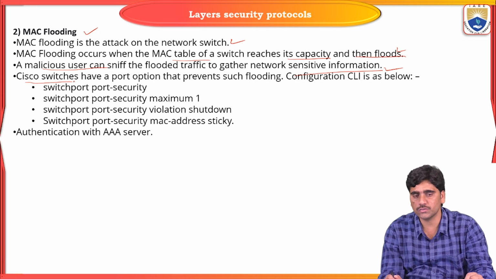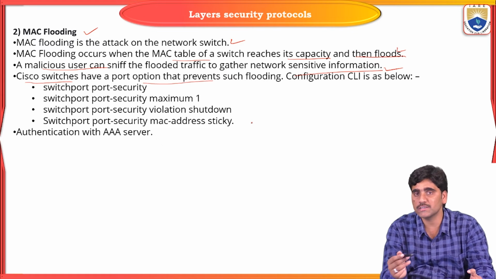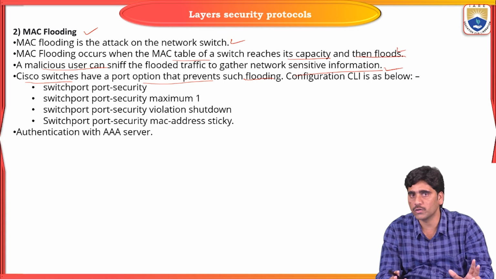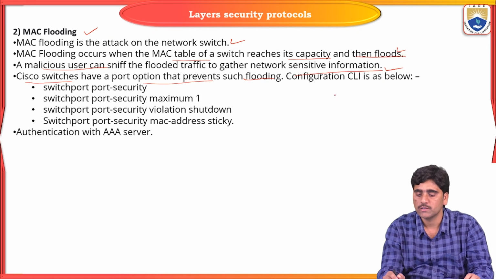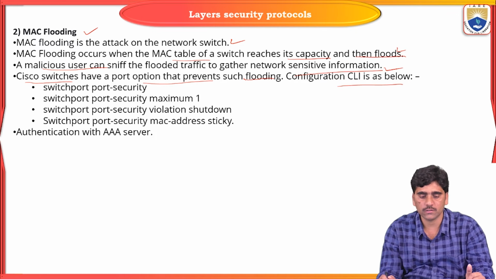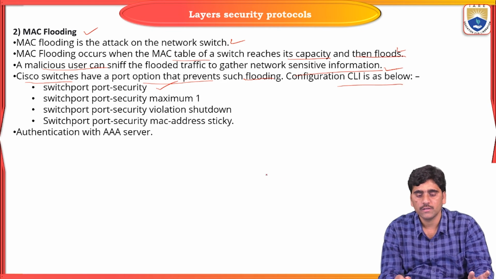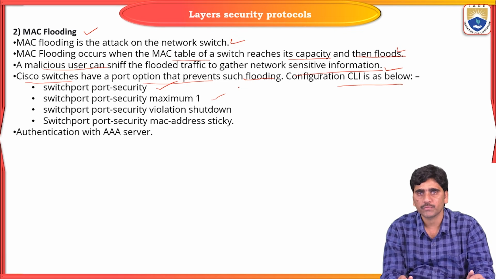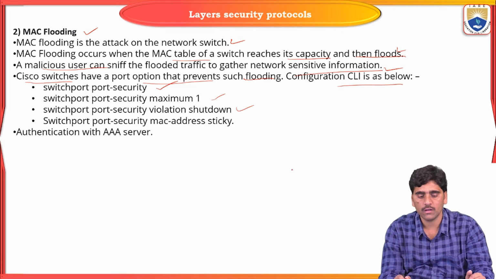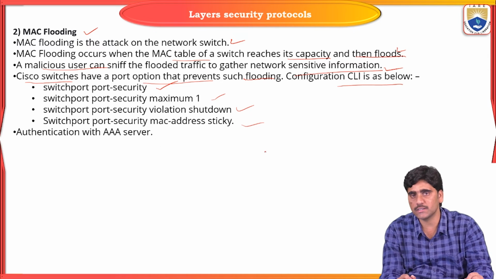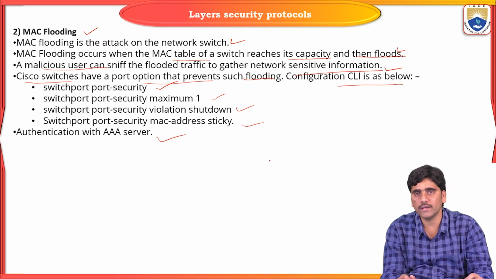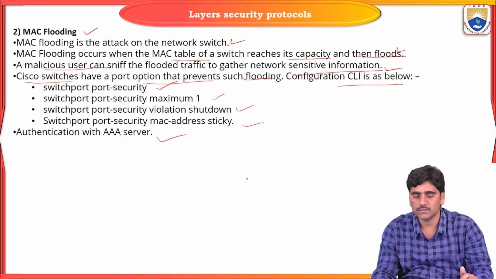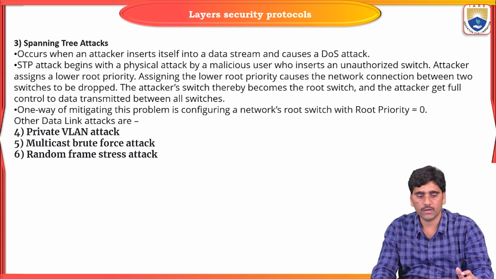Cisco switches have port options that prevent such flooding. The CLI configuration is as follows: switchport port-security, maximum 1, switchport port-security violation shutdown, switchport port-security mac-address sticky, and authentication with an AAA server. These are some of the methods that are implemented for this layer's security.